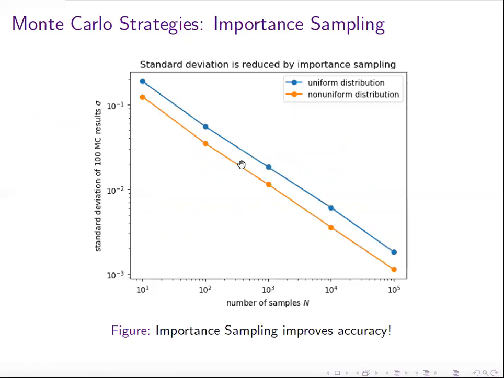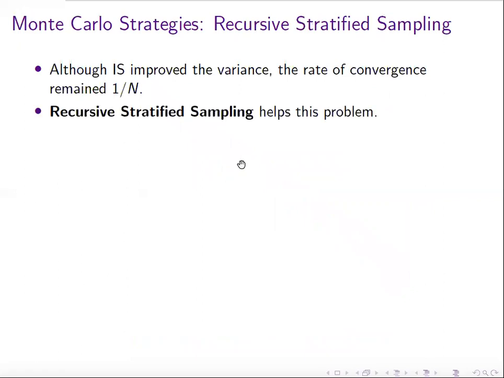And this approach actually does decrease our variance, but we see that it decreases it by a constant, and it doesn't help the rate of convergence of the variance of our estimator. To fix this problem, we use another algorithm called recursive stratified sampling, and it works this way.